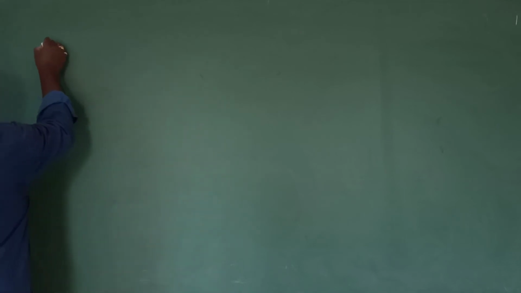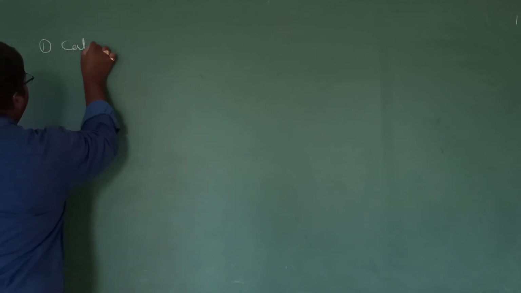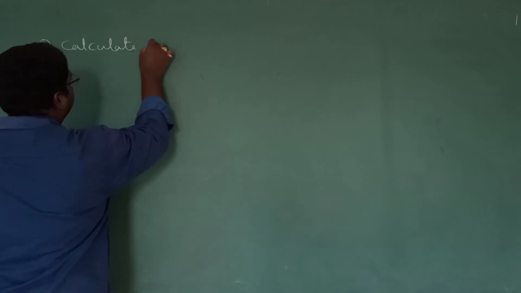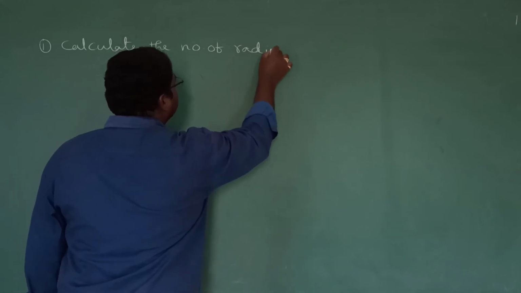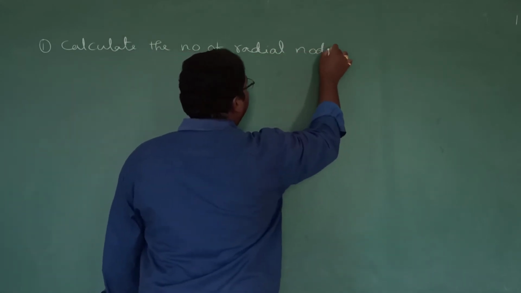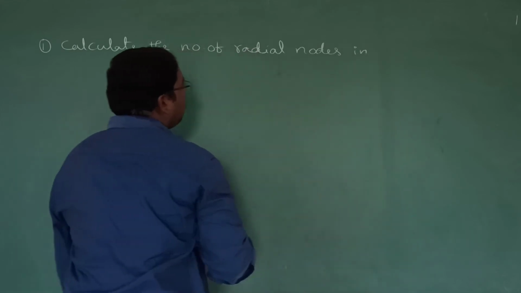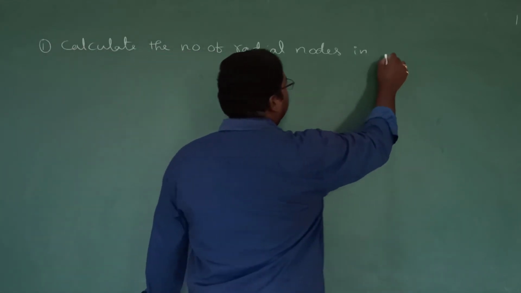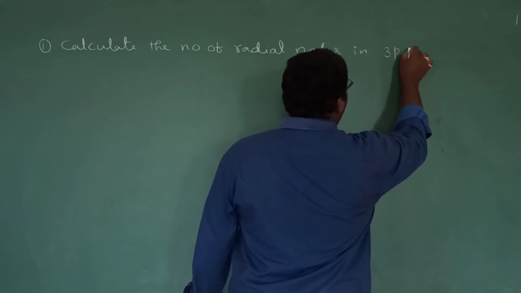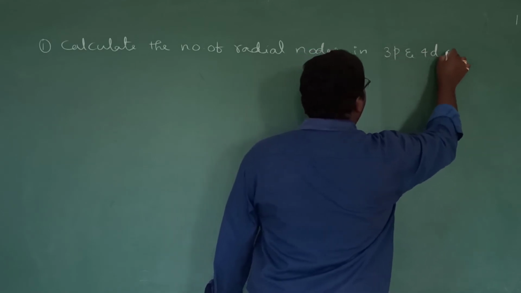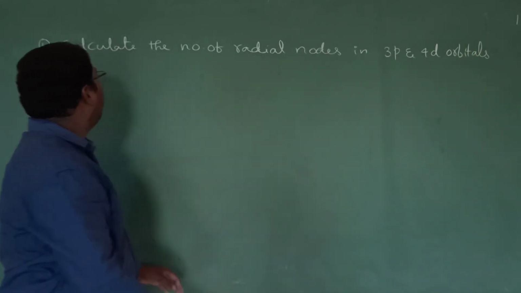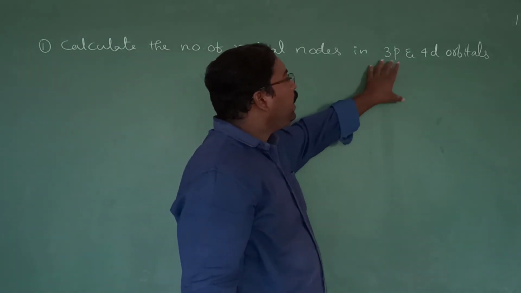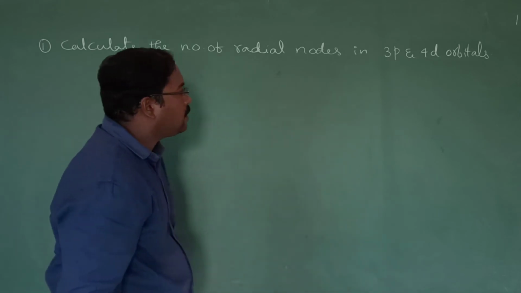Now coming to the first question. Calculate the number of radial nodes in 3p and 4d orbitals. Okay? Calculate the number of radial nodes in 3p and 4d orbitals.